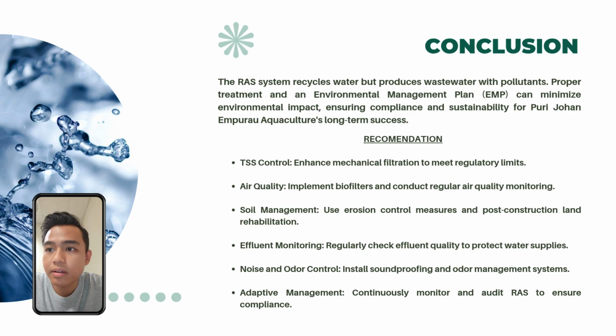So for the conclusion, the RAS system recycles water but produces wastewater with pollutants. A proper treatment and environmental management plan can minimize environmental impact, ensuring compliance and sustainability for Puri Johan and Empurau. So our recommendation is to enhance the mechanical filtration. Next is to implement a biofilter and conduct regular air quality monitoring. For soil management, use erosion control measures and post-construction land rehabilitation. And then regularly check effluent quality to protect the water supply, and install soundproofing and an odor management system.